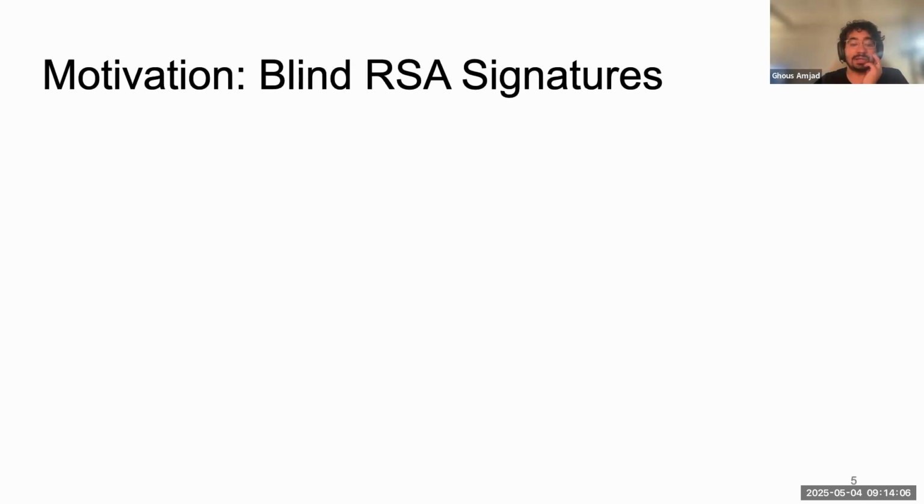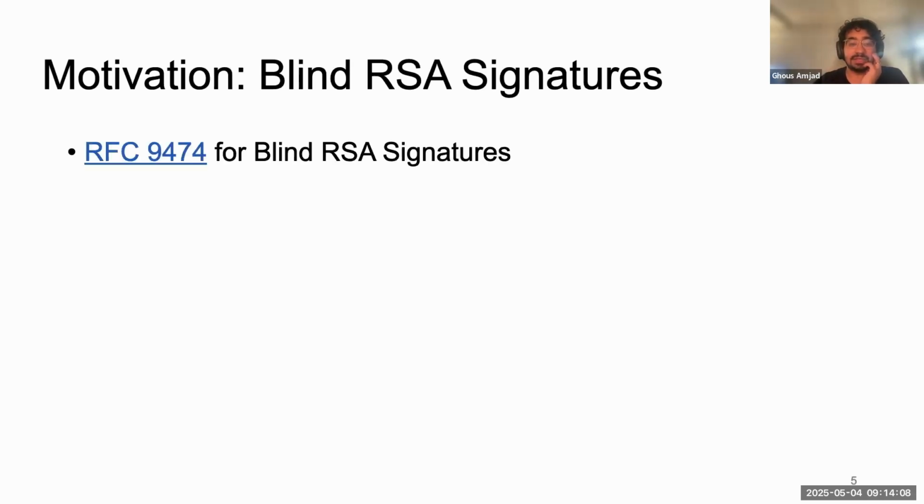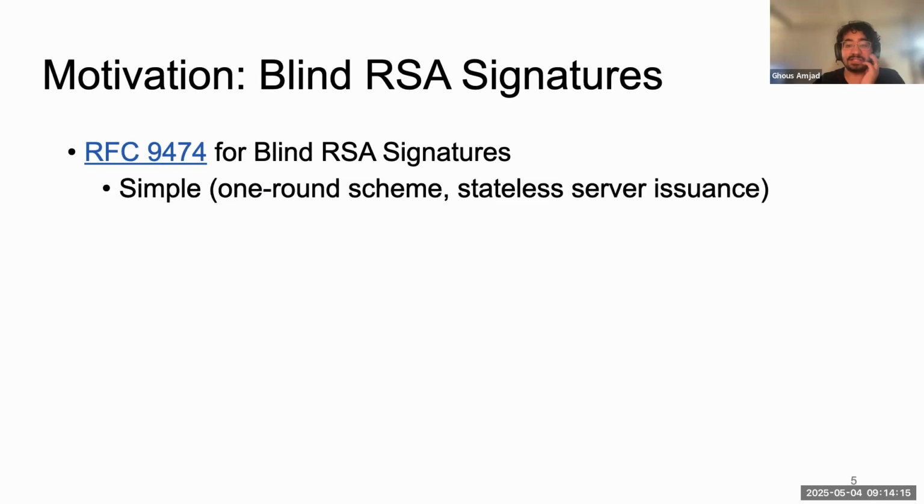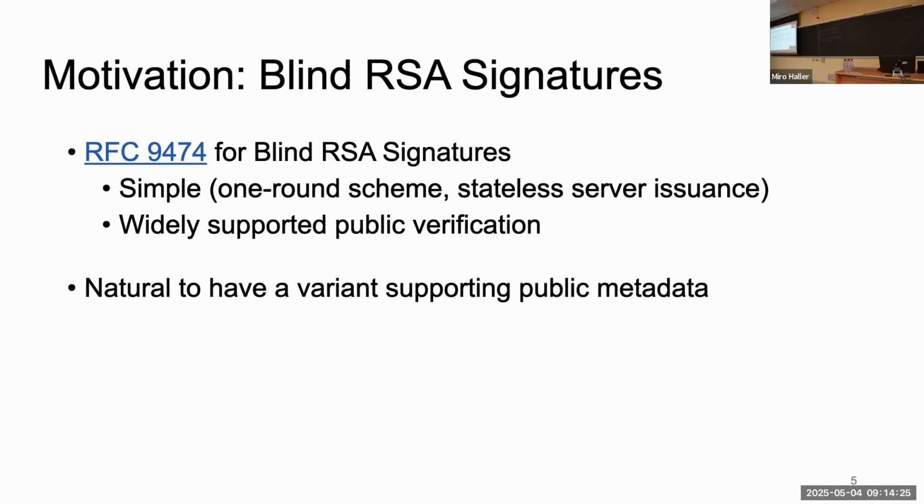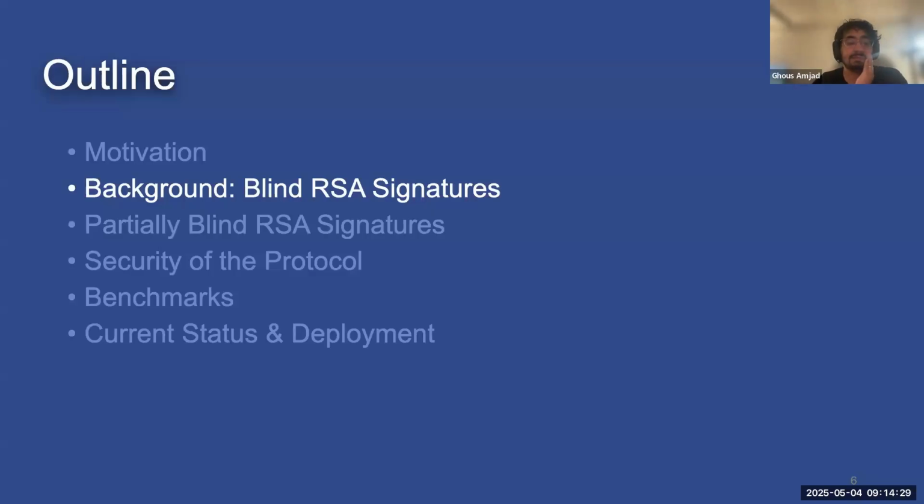But why did we go for RSA blind signatures? For one reason, RSA blind signatures are a simple one-round scheme that have stateless server issuance, and have widely supported cryptography available in major platforms. So it's natural to think of a variant that supports public metadata as well. And before we discuss that variant, we'll refresh what blind RSA signatures are.